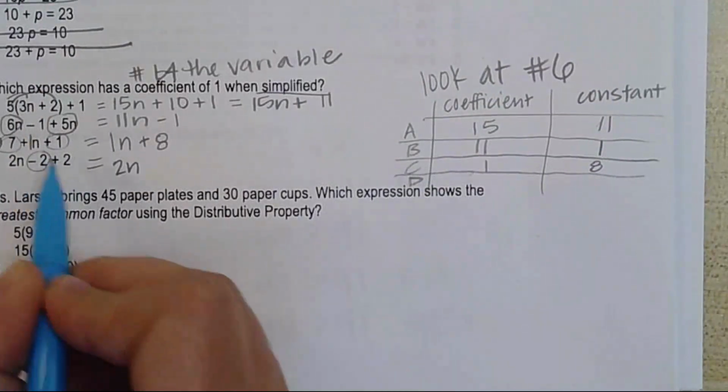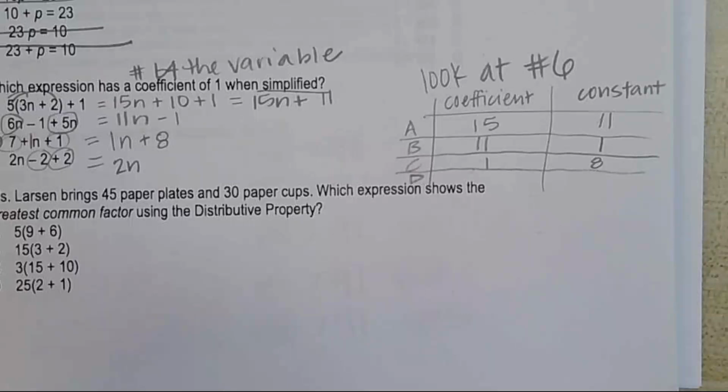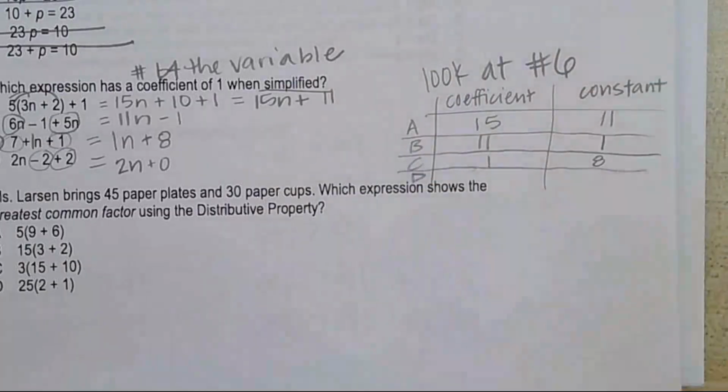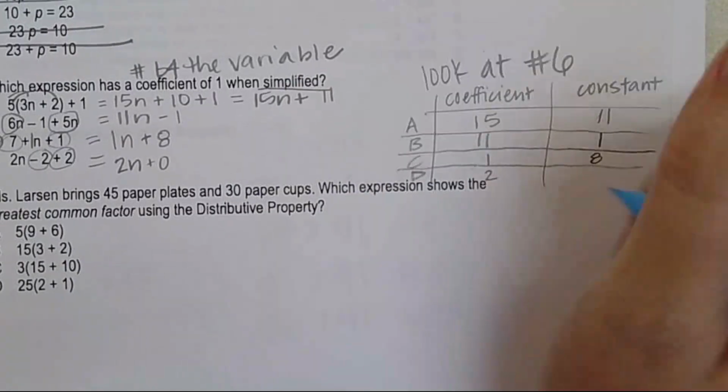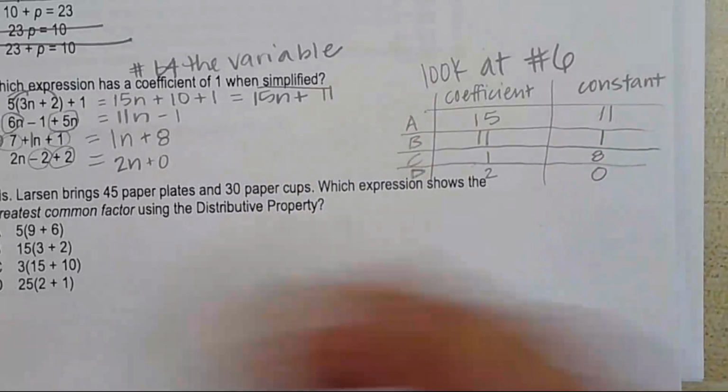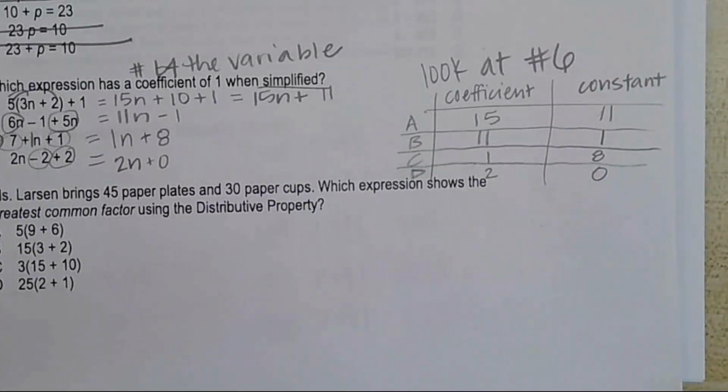So many people forget to look at the sign before the number when they put it in the calculator and they want to say it's plus 4. Is this going to equal plus 4? No. It says negative 2 plus 2. Negative 2 plus 2 is? 0. My coefficient is 2. My constant is? 0. All right.